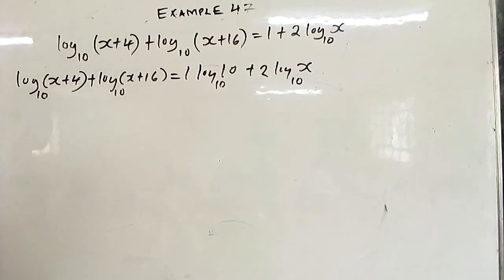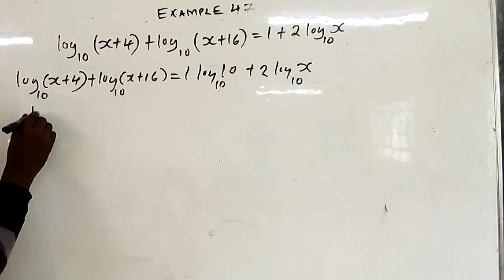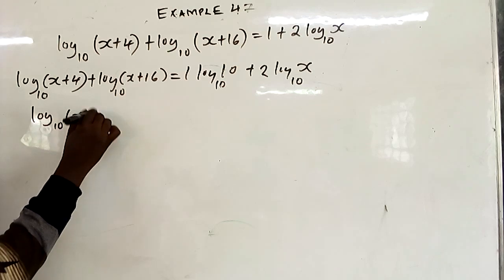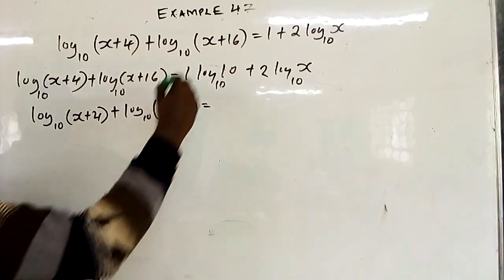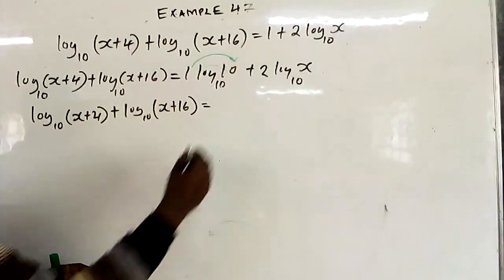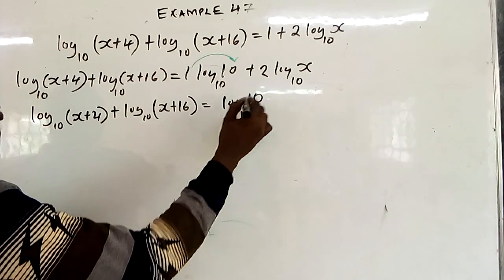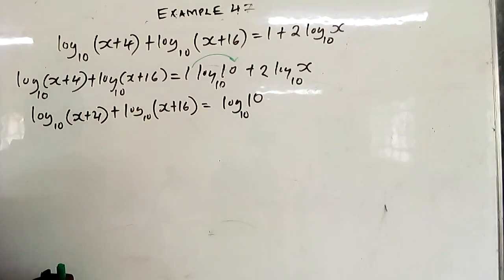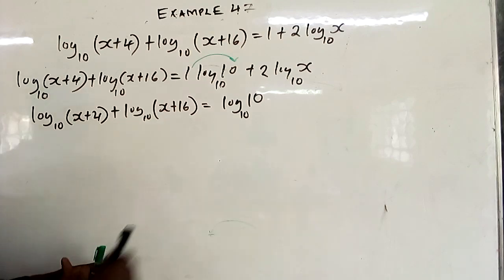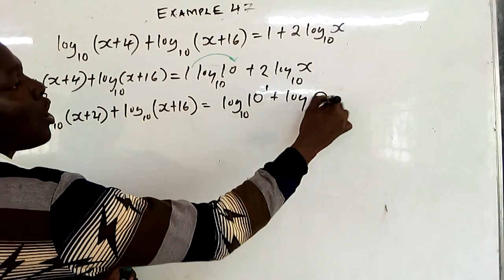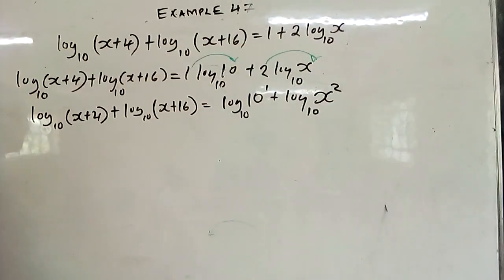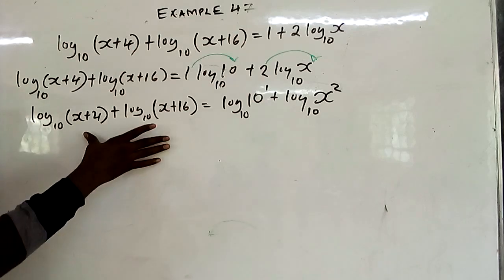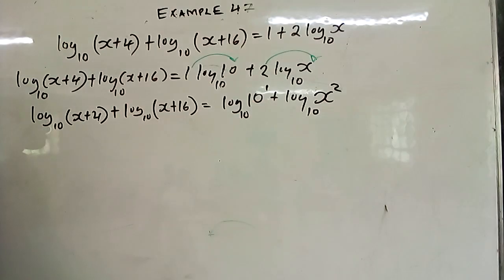Okay? Now the next step is to get rid of those coefficients. So here we have log to base 10 of (x + 4), then plus log to base 10 of (x + 16). Then this 1 becomes the power, isn't it? Are we together? So there we have log 10 to base 10, 10 raised to power 1 is just 10, isn't it? Then plus log x squared to base 10. The coefficient becomes the power. Are we together? After that, you make each and every side of the equation one term, isn't it?